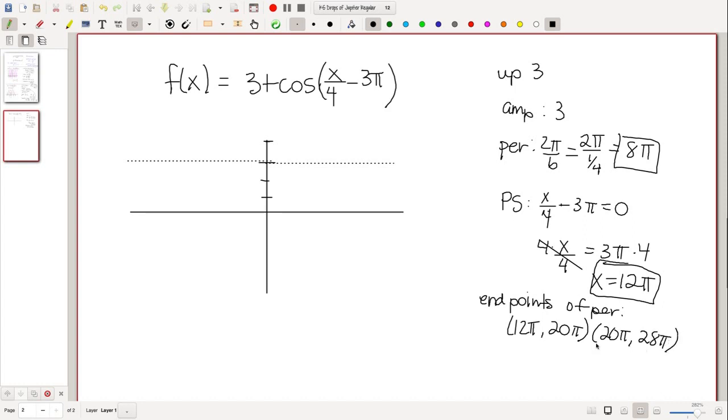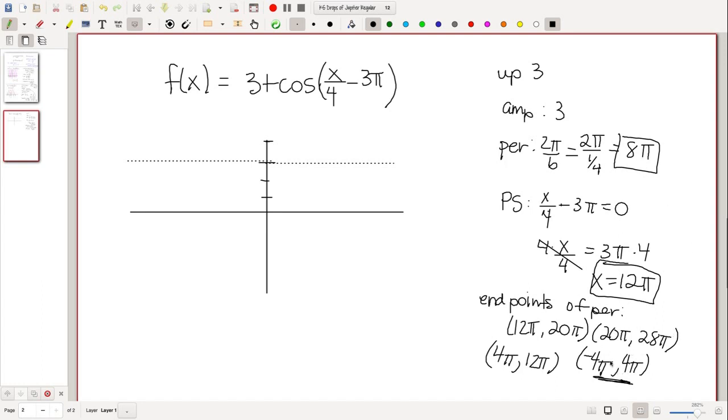Now that is way off our graph, so go in the other direction. So now I know a period will end at 12 pi. We'll subtract 8 pi from that. So a period will end at 4 pi. So where will it start? Negative 4 pi. And I'm only getting those numbers because they have to have a distance of 8 pi.